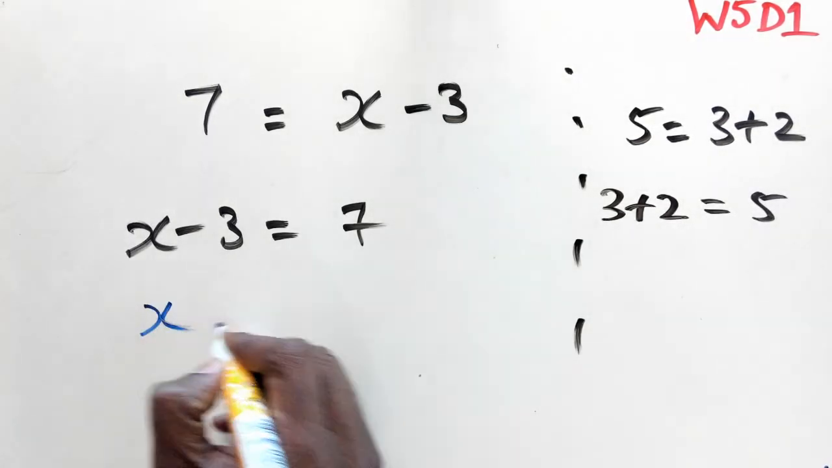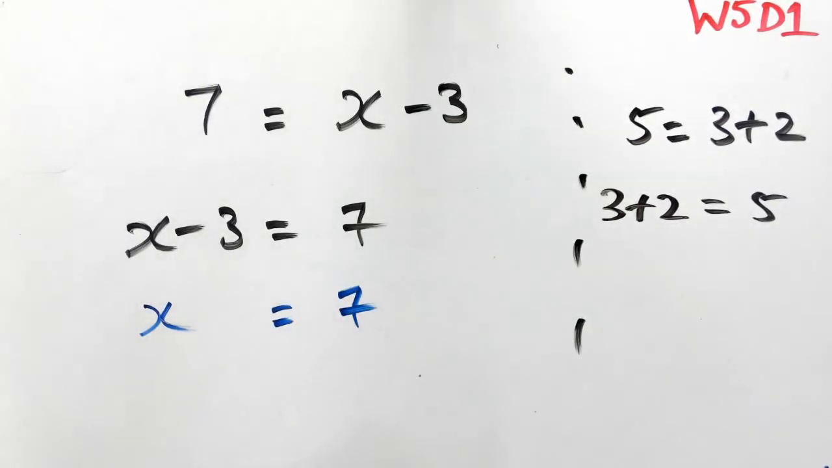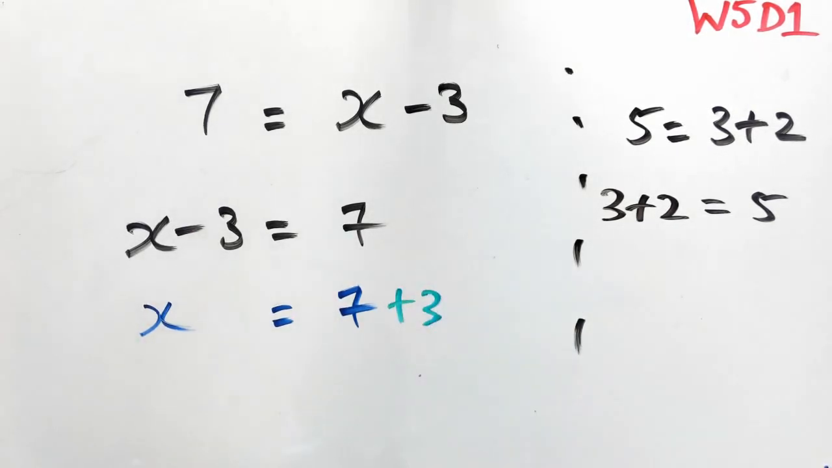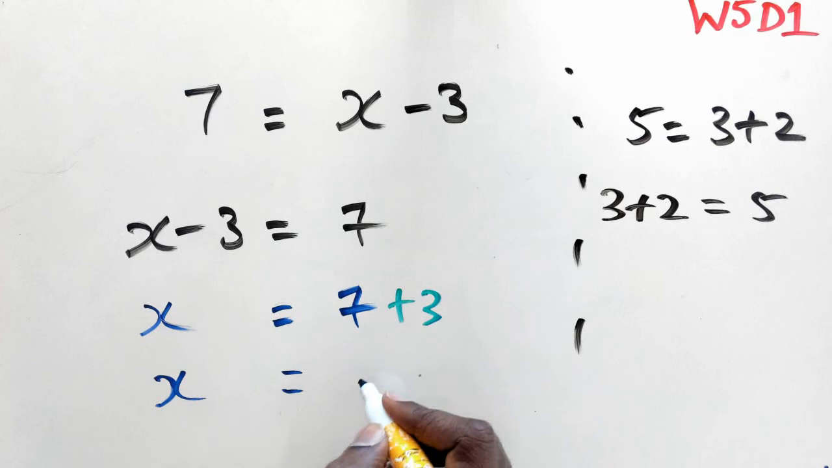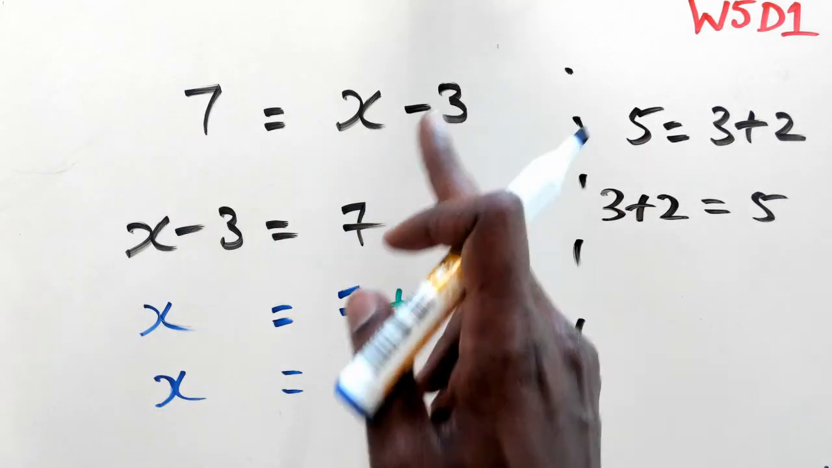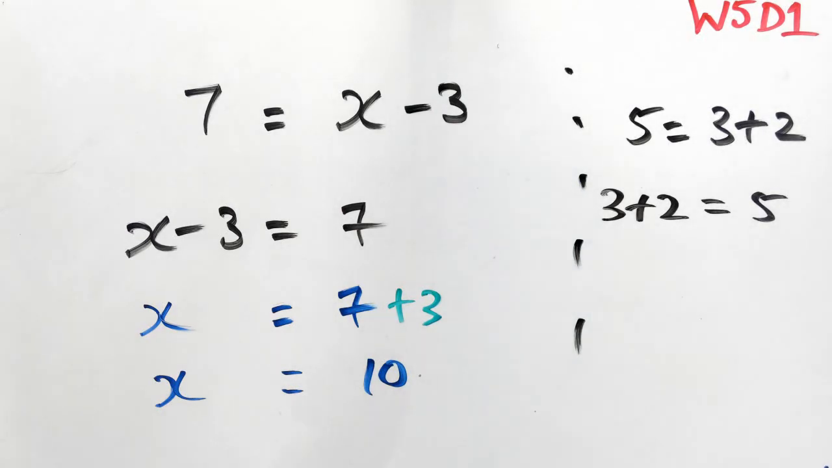Now we can go and get rid of the minus 3, which means we can write this as x is equal to 7, and because it's minus 3, when it comes to the other side, it becomes plus 3. And so what you then have is x is equal to 10. And 10 minus 3 equals 7. Always go back and check your answer with the original question to see whether you're doing the right thing.